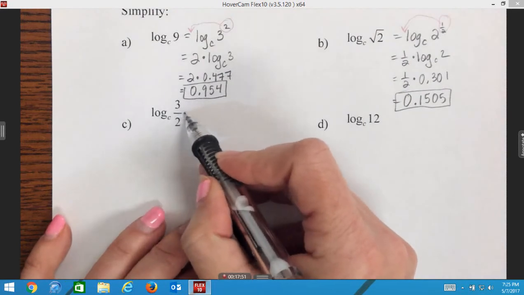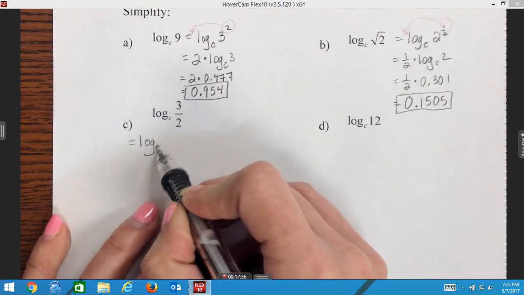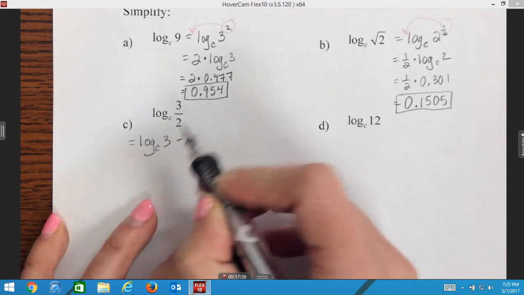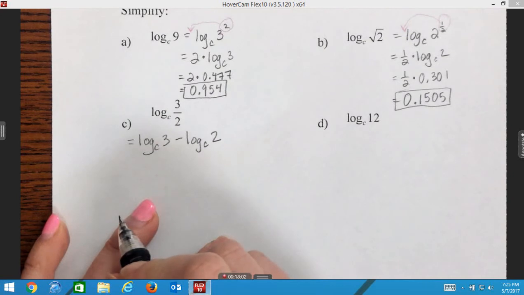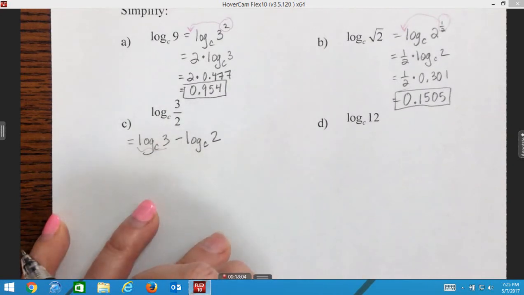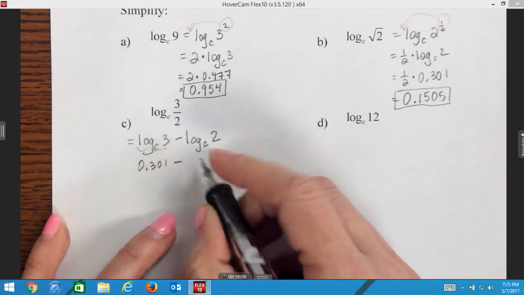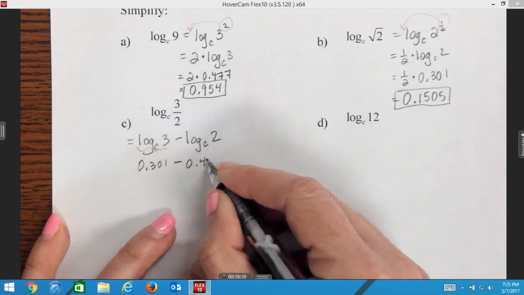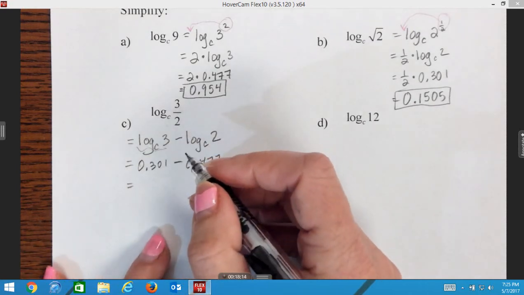Here we are dividing. So since we know that division is the same thing as separating those logarithms out to subtraction, we can rewrite this and then we can just replace log base C of 3 and log base C of 2 with their values. And you could just subtract those numbers.